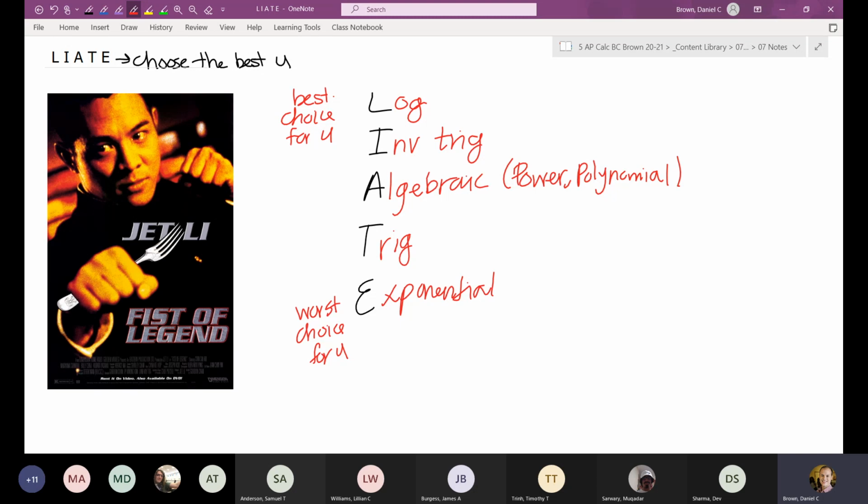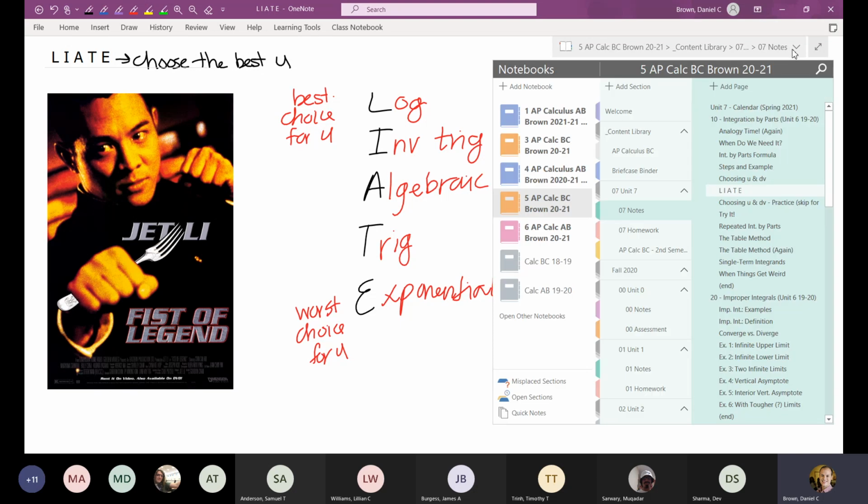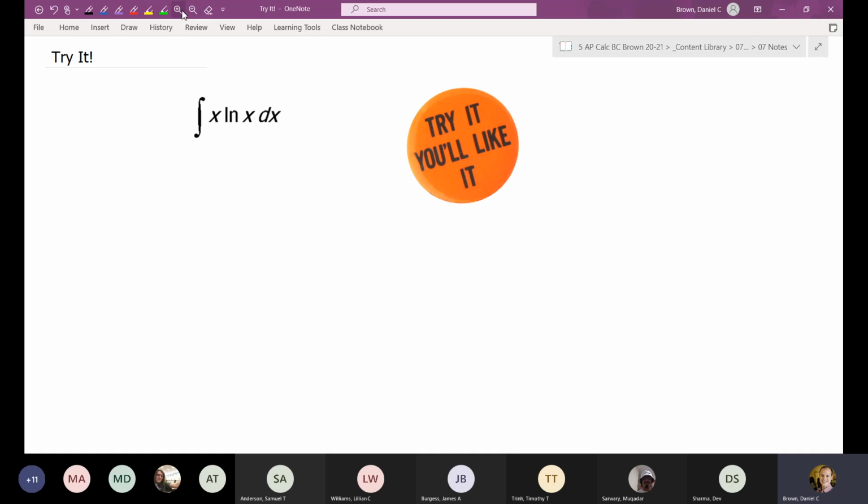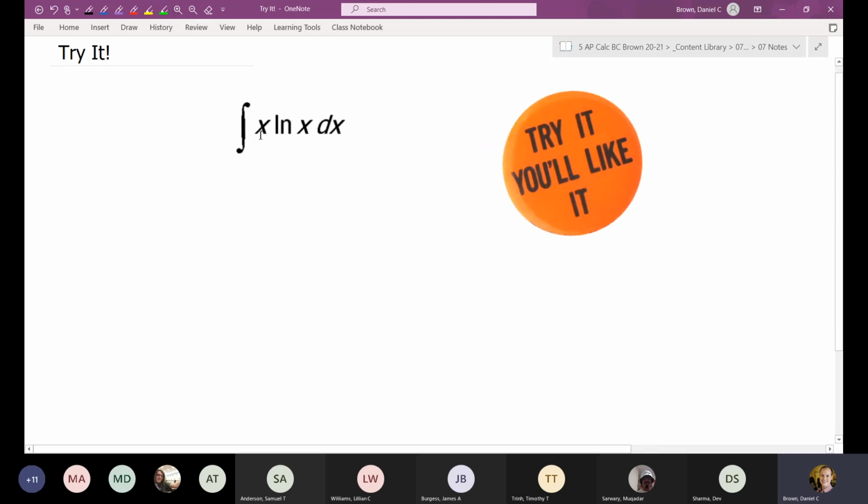So I did have another slide where we're just going to practice choosing the best u, but I think it's more beneficial with this kind of shortened class just to go ahead and do an example. So here's one example that I want to do. This is one that we can't integrate using a previous method that we learned. We are going to need to do integration by parts. And the first step to doing integration by parts is choosing your u and your dv.